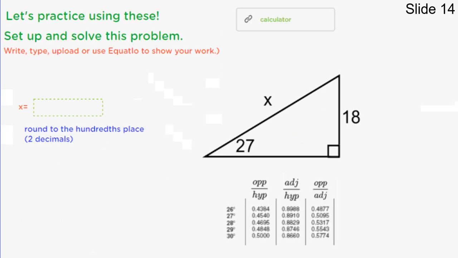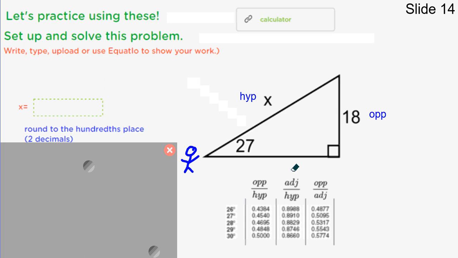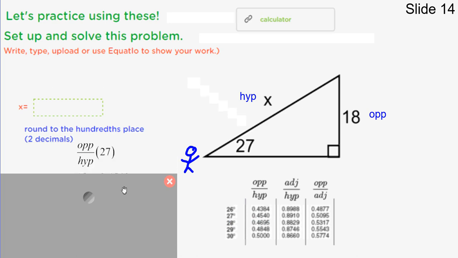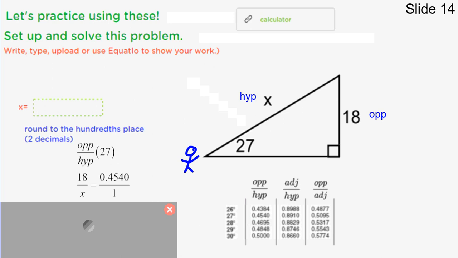All right, let's give you a minute to try setting up this problem based on your givens. Think about where you're standing, what ratio do you need, and what proportion can you write. So here we're standing at the 27-degree angle. Our opposite side is 18, our hypotenuse is x. So I'm looking at opposite over hypotenuse. I'm going to go to that column, focus on the 27 degrees, and this is our decimal ratio I need, 0.4540. So I can write my proportion and then think about solving.